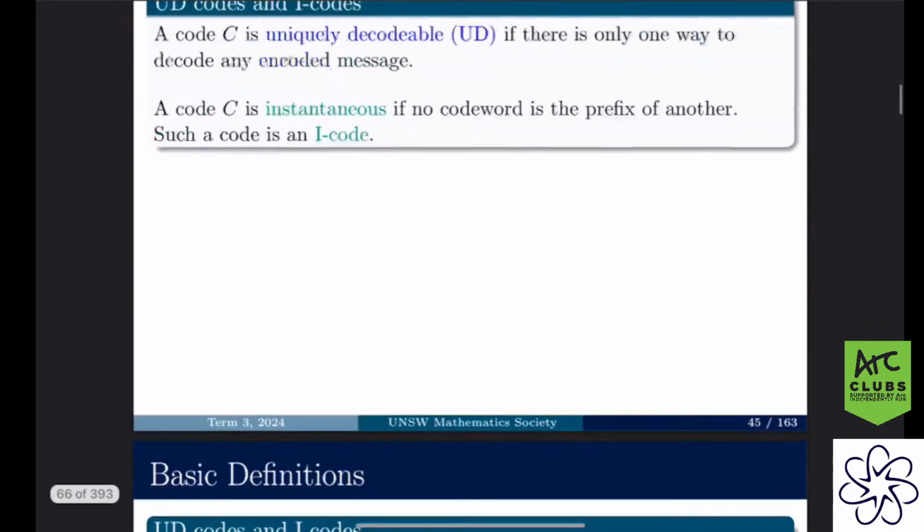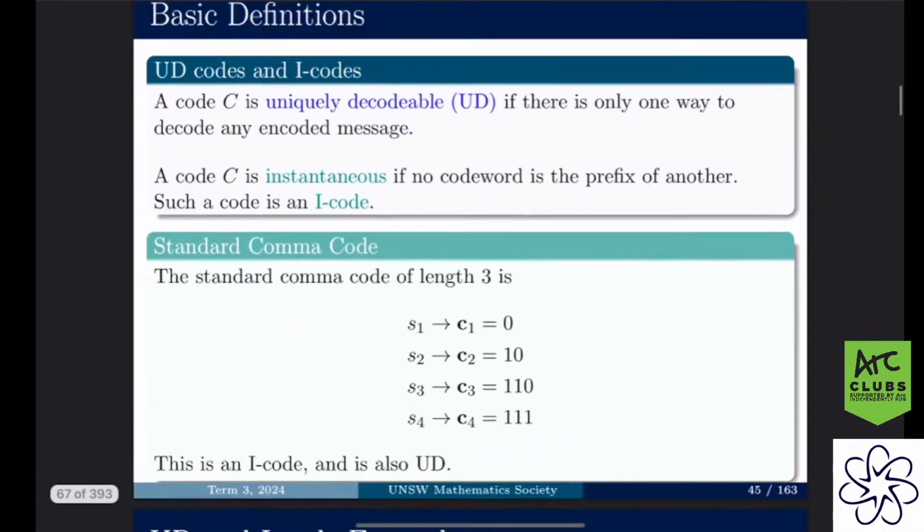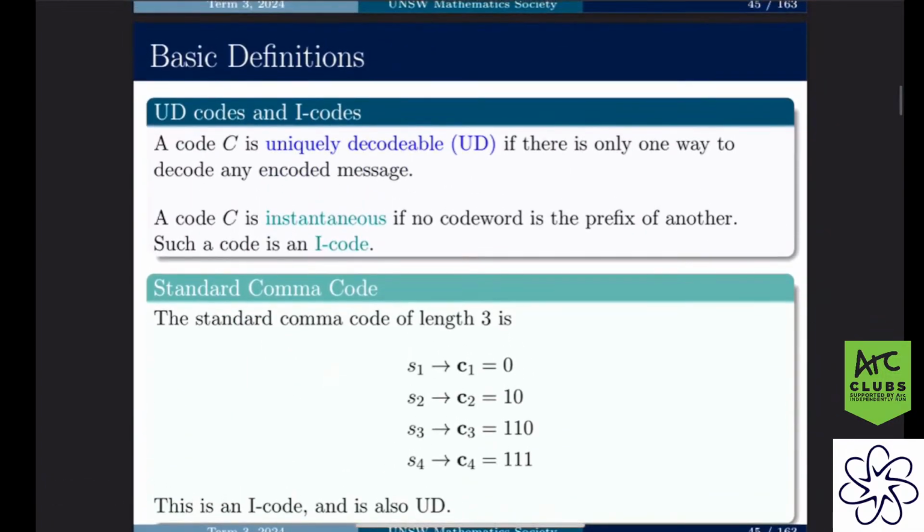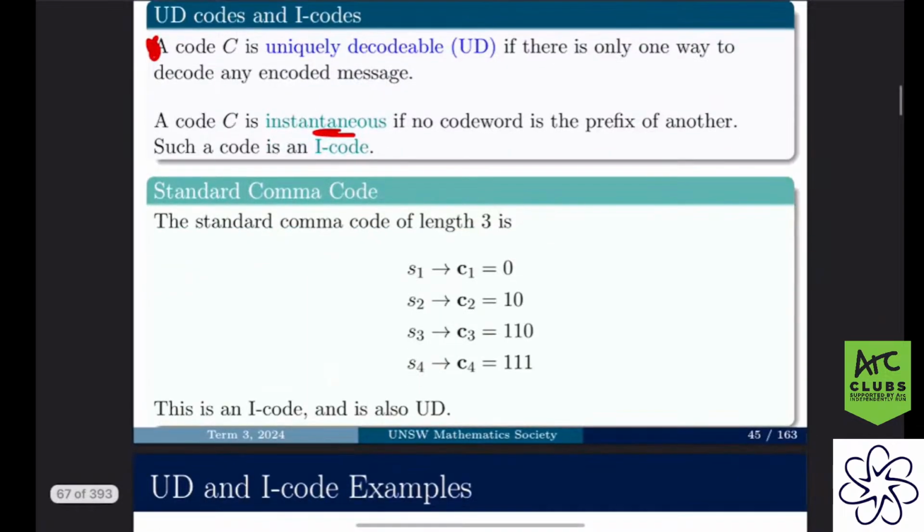All right, a couple of definitions. A code is uniquely decodable if there is only one way to decode any encoded message. That's probably something that you want in a code, for you to be able to decode it. The other thing is it's instantaneous if no code word is a prefix of another. That just makes it really easy to decode.